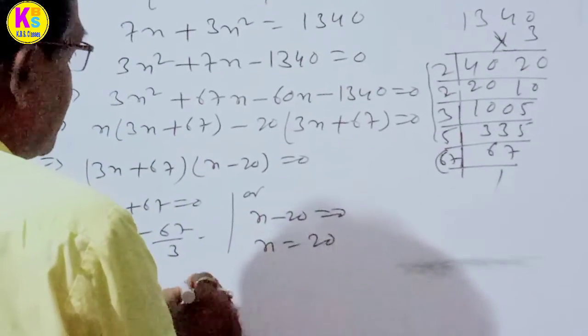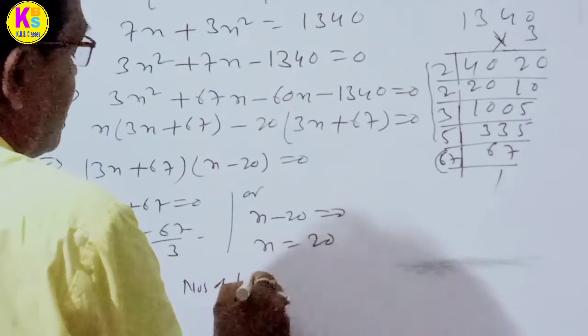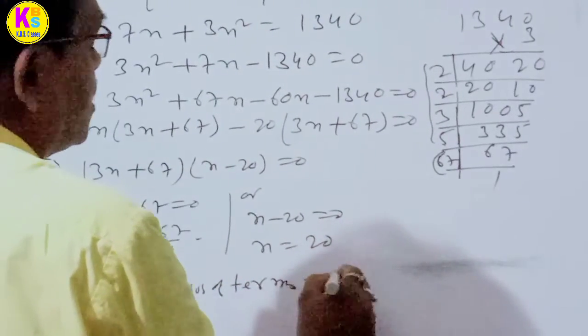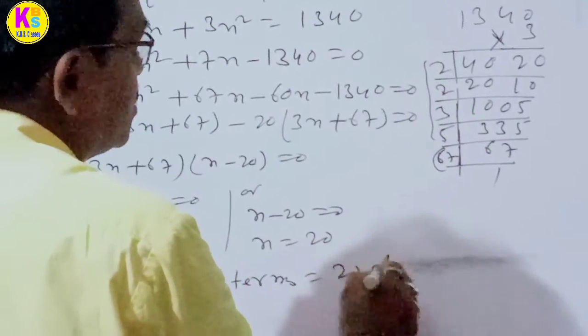Therefore, the number of terms we have got is how many? 20. This is your answer.